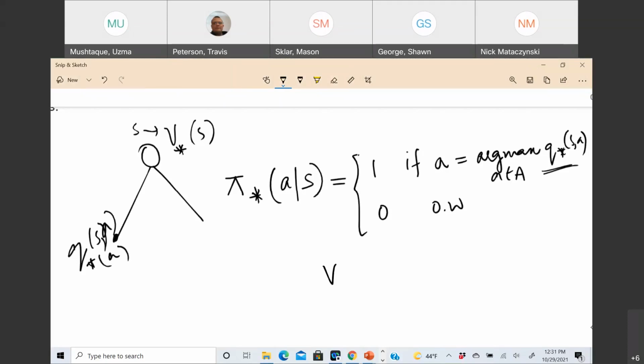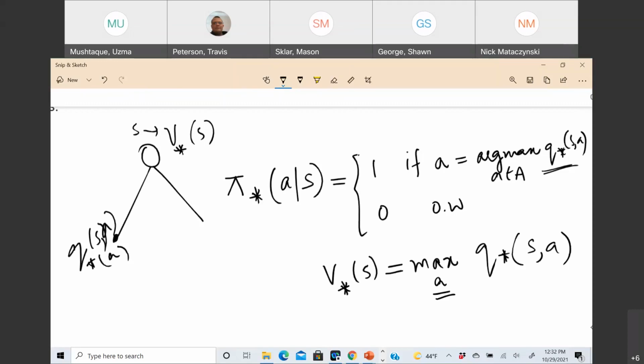So mathematically speaking, my V star S is going to be, instead of the average, some max, something that makes this the max, right? Some action that makes this the max. That's it. Instead of taking the average of all the actions and going forward.